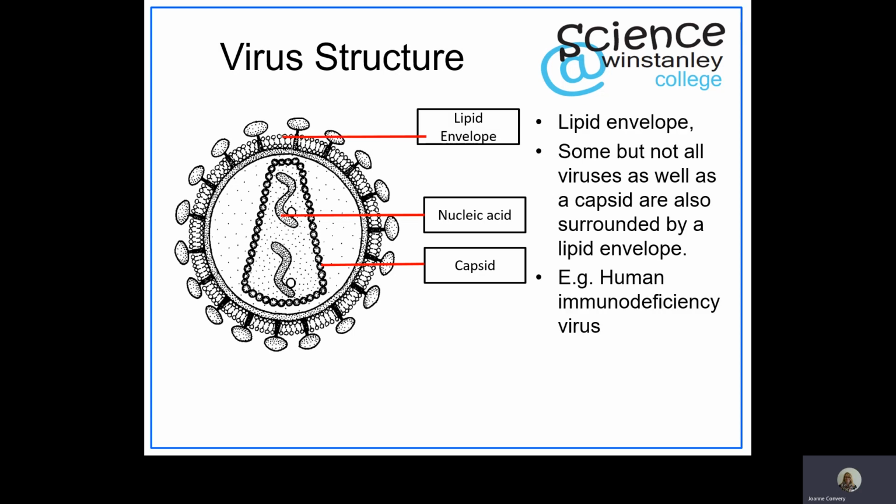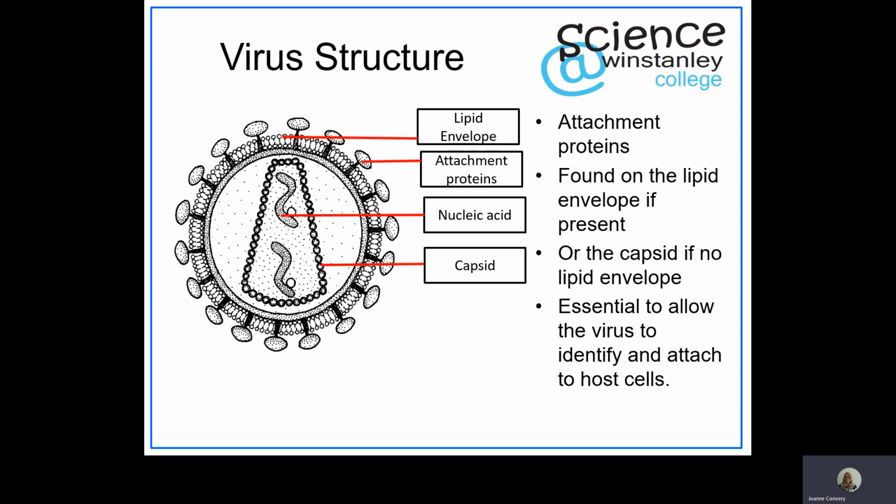Surrounding the capsid can sometimes be a second layer, and this is called a lipid envelope. Some, but not all viruses, as well as the capsid, also have this lipid envelope. An example of a virus that does have a lipid envelope would be the human immunodeficiency virus, or HIV. This lipid envelope is another protective layer, and it also aids in how the virus can enter the host cell in some cases. We'll look at that structure a little further on when we look at viral replication.